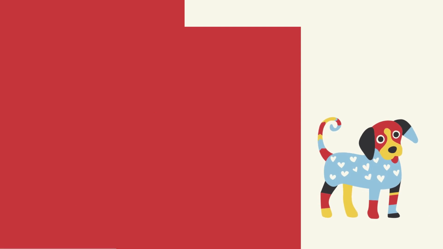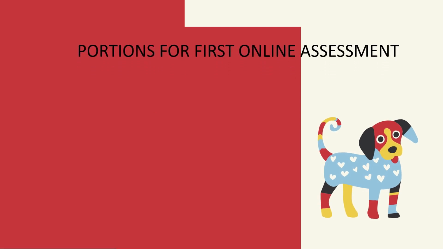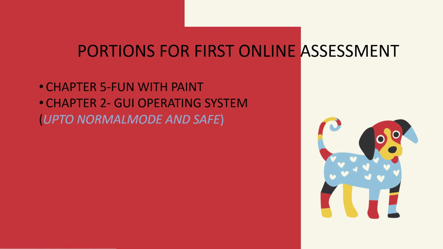Portions for the first online exam: Chapter 5, Fun with Paint, and Chapter 2, GUI Operating System. You must read the chapter and the keyword section also. Questions like name the following, fill in the blanks and short answer type questions will be there for the exam. Study well.